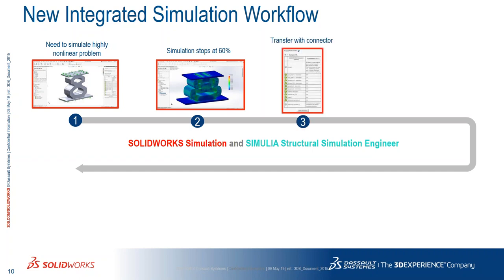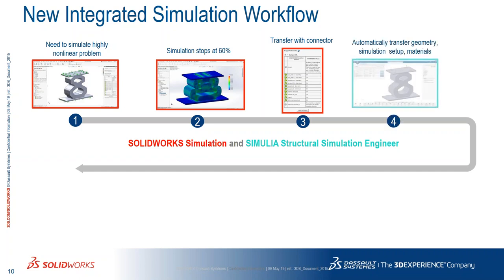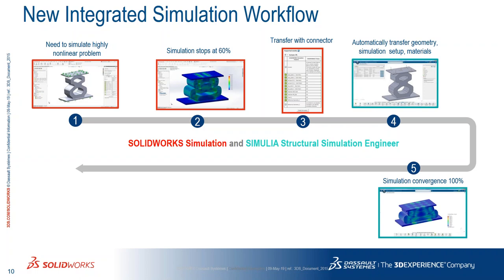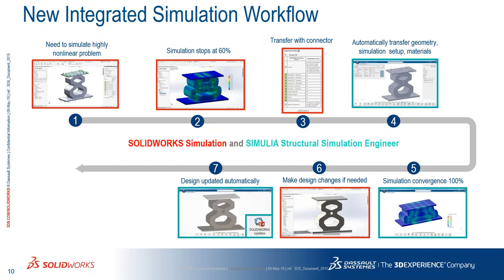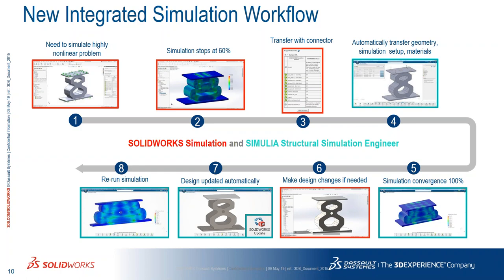So from this point of view, you can use the simulation connector. With just one click, you can automatically transfer all the conditions, geometry and materials to SIMULIA Structural Simulation Engineer. In this way, you have the confidence of the robustness of the Abaqus solver to get convergence at 100%. After that, if you want to make changes in the design, you can do it in SOLIDWORKS, and with just a click of the SOLIDWORKS update button, you can rerun the simulation. So it's a very, very easy workflow, integrated with SOLIDWORKS Simulation, so you can make informed decisions in a very short time.